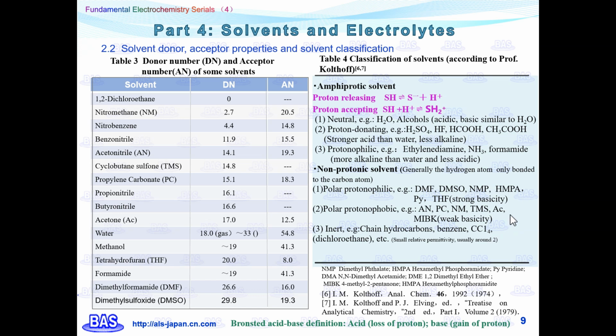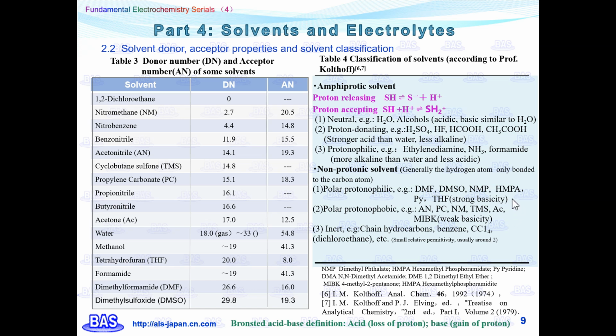Among the non-protonic solvents, those with large dipole moments and relative permittivity are polar non-protonic solvents, which are usually used in electrode reactions. This is because protons and hydrogen bonds are hardly involved in the reaction in these solvents, which makes many phenomena possible that are not possible in protonic solvents, for example, water.